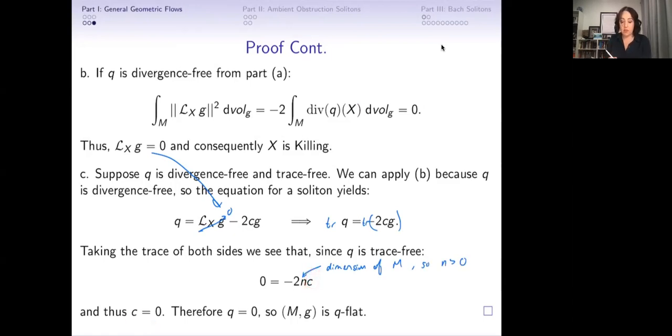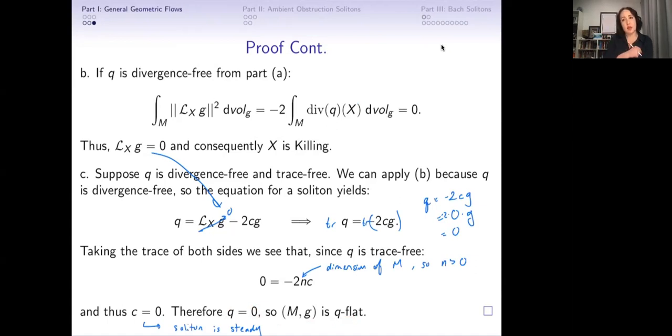So we know two things now. One, c is 0, so we can say that our soliton is steady. Another thing, since q equals -2cg and c equals 0, that's -2 times 0 times g. So q is equal to 0. And so from this, we see that our manifold is Q flat.